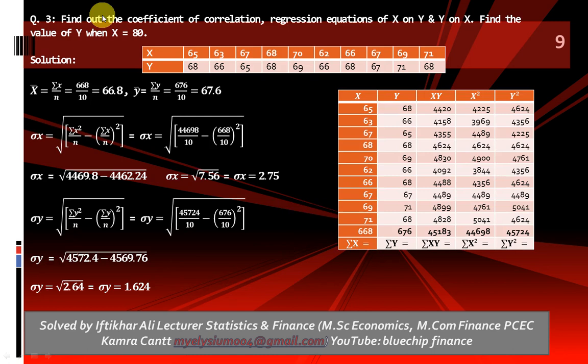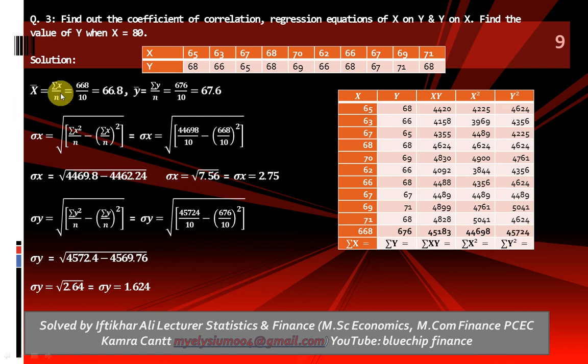Now we move to question number 3. Find the coefficient of correlation, regression equation of x on y and y on x. Find the value of y when x is 80. So we need 5 different calculations: sum of x, sum of y, sum of xy, sum of x square, sum of y square, and the results are given here. As you are seeing, sum of x is 668, sum of y is 676, sum of xy is 45183, sum of x square is 44698, sum of y square is 45724.